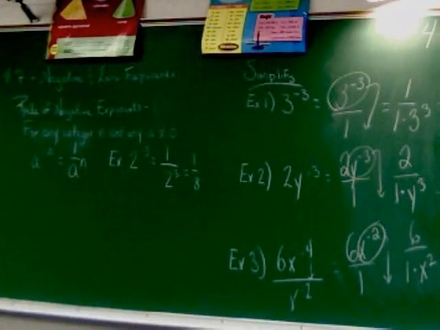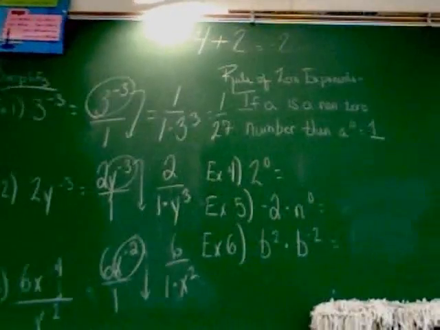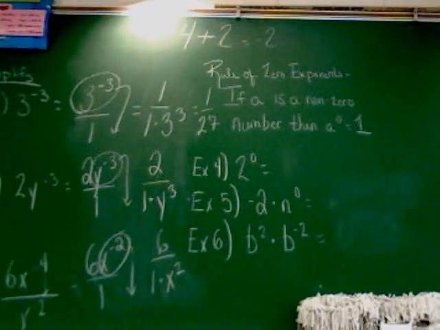No? Okay. The other rule today is the rule of zero exponents. We've been exposed to the rule of zero exponents before. Should not be too difficult for you. If a is a non-zero number, then a to the 0th power equals 1.